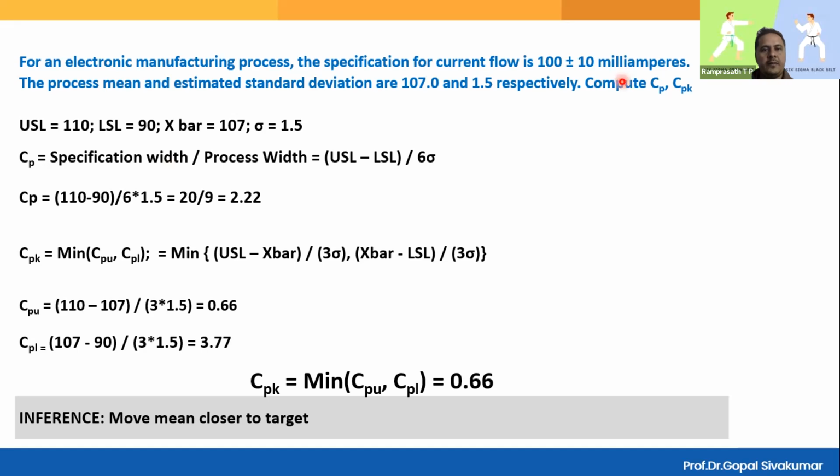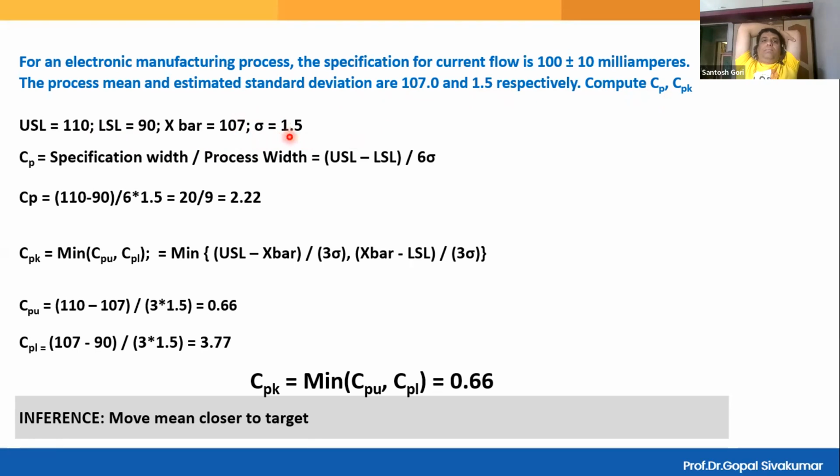Upper spec is 110, lower spec is 90. Process mean and process standard deviation are 107 and 1.5. Compute the Cp and Cpk. Process mean means X bar.